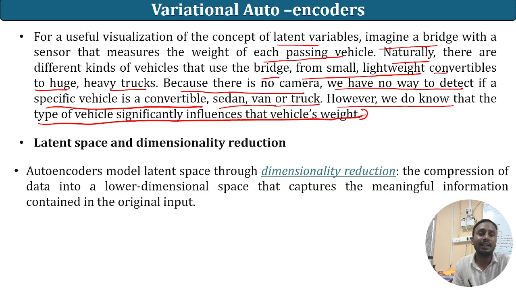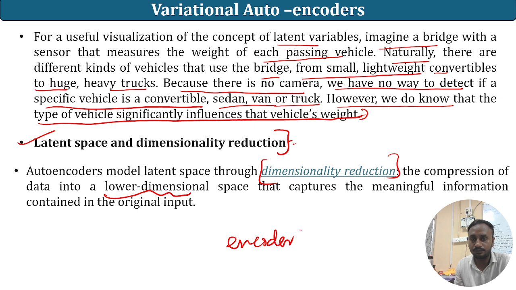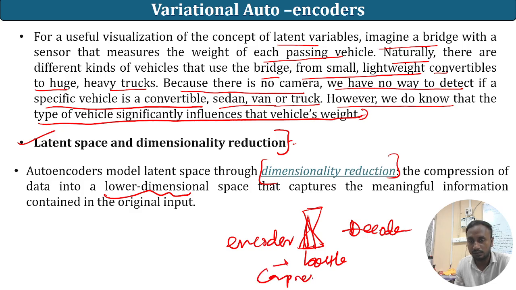So they are going to do latent space and dimensionality reduction. Autoencoder latent space works through dimensionality reduction. It means the compression of the data into a lower dimensional space. The encoder is there, then we have the bottleneck, then the decoder will be there. The compression will happen, then it will go to the expansion.